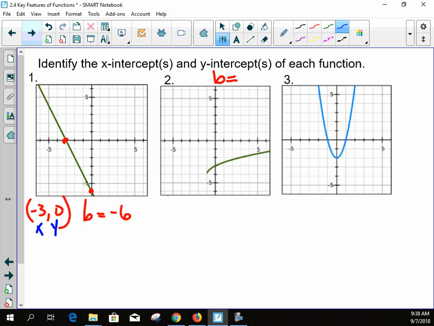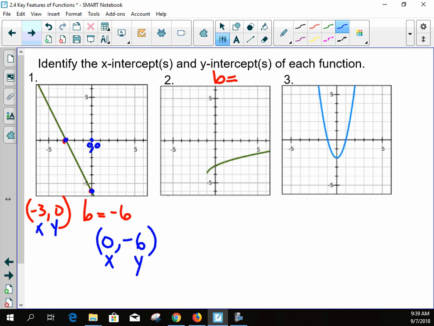Now, I can write my y-intercept as an ordered pair. That is going to be 0, -6. That's my x, that's my y. Right here is the origin. That's 0, 0. When x is 0, that's your y-intercept. When y is 0, that's your x-intercept. There's a whole lot of information there that you might need to be writing down. But we'll get to it.